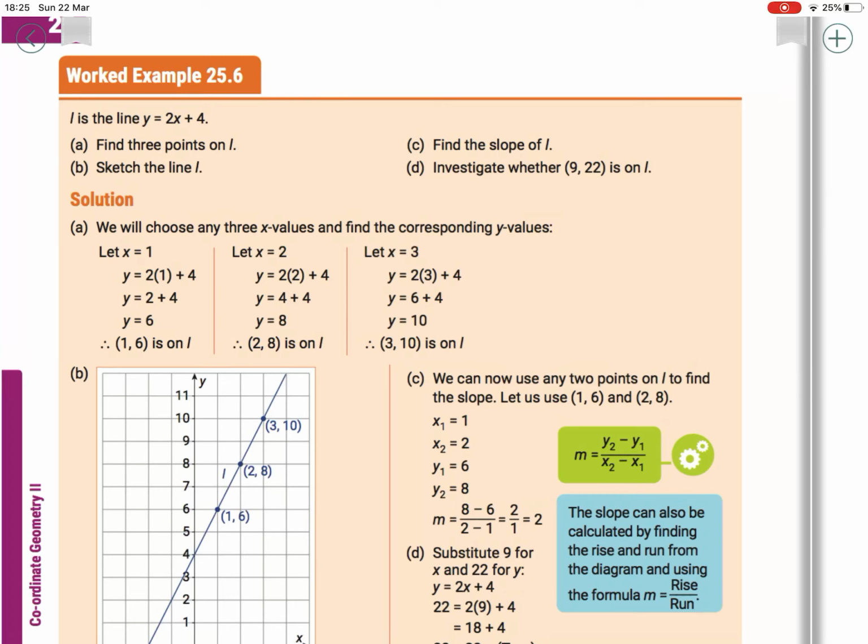If they asked you to get 4 points, you'll never guess, but you pick just x equals 4, and then x equals 5 and so on. We're looking to do it the easiest way with the lowest possible numbers, but you can choose any number you want.